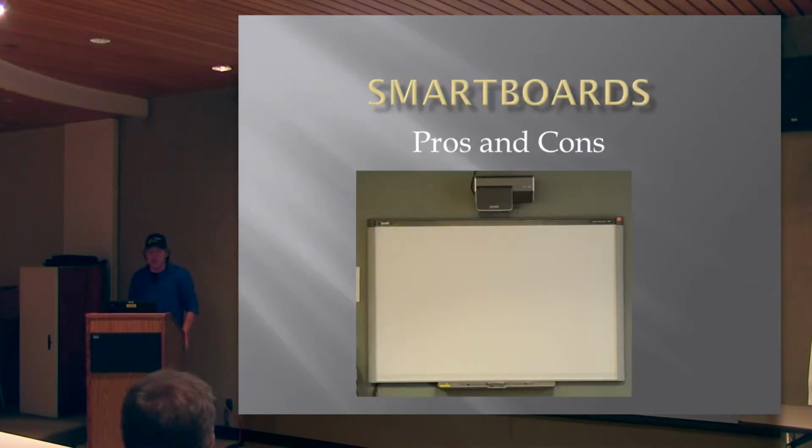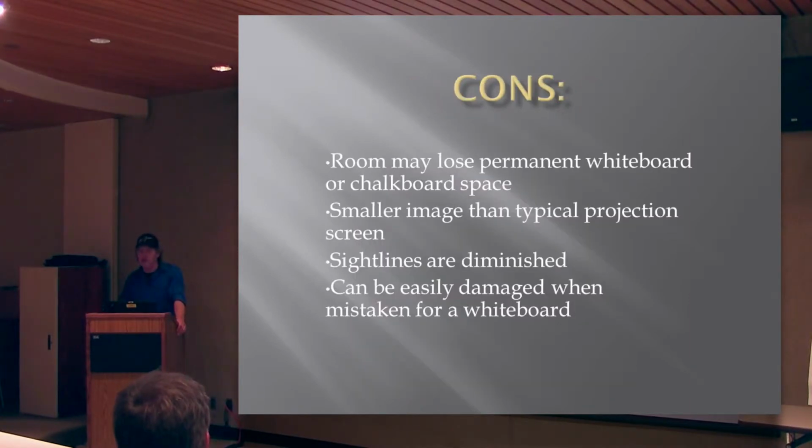Now I'm going to talk about smart boards. When you think about smart boards, there are pros and cons, and these are things you really need to think about before you commit. We'll start with the cons. A lot of people don't think about the fact that they're going to be losing whiteboard or chalkboard space. These are permanent fixtures that sometimes need to go at the front of the room. If you have chalkboards, you need to check with your faculty and staff and make sure that is something they want to commit to.